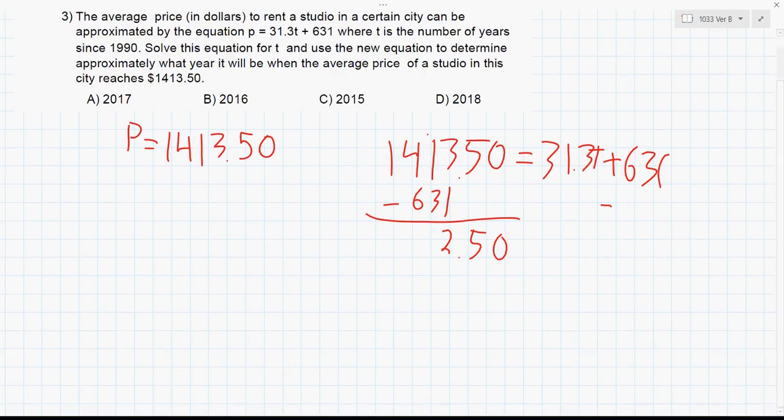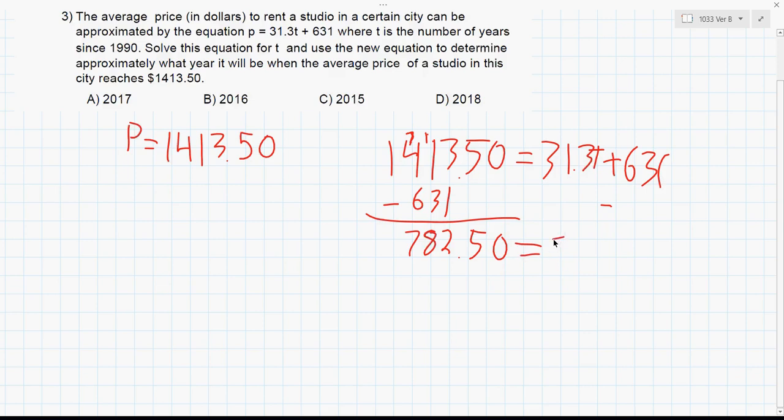52 carries a 1 over, so that ends up being 11. Minus 3 is going to be 8. And then this became a 3, so 13 minus 6 will be 7. So that should be 782.50 if anybody wants to check with it.